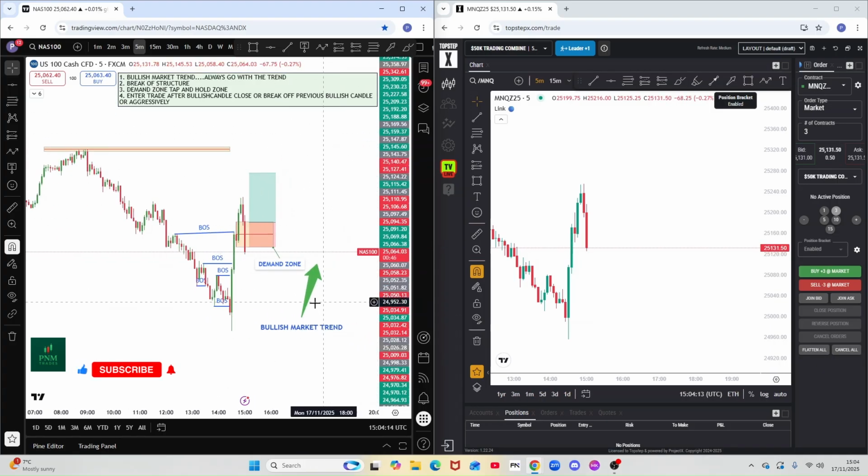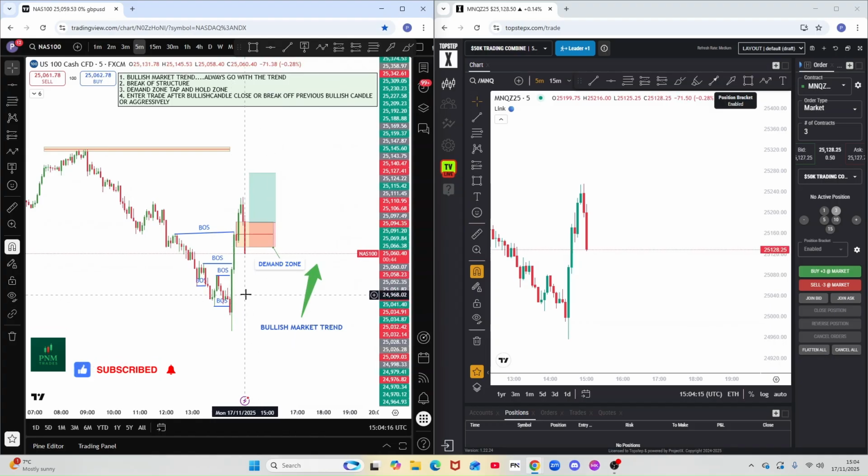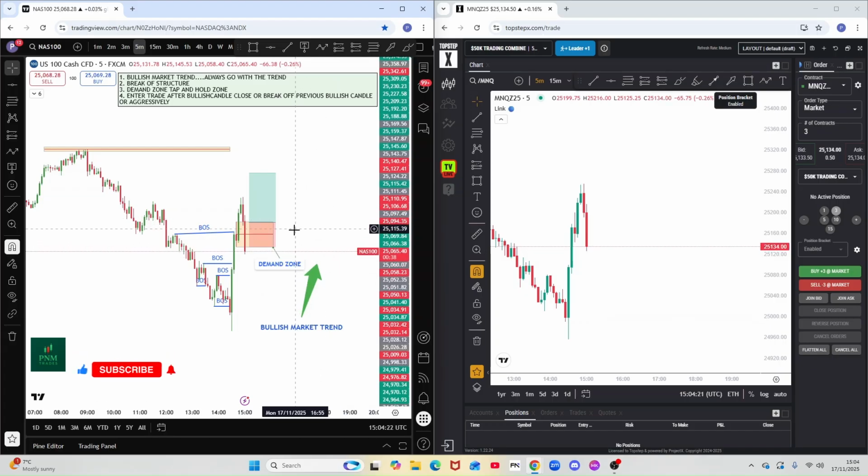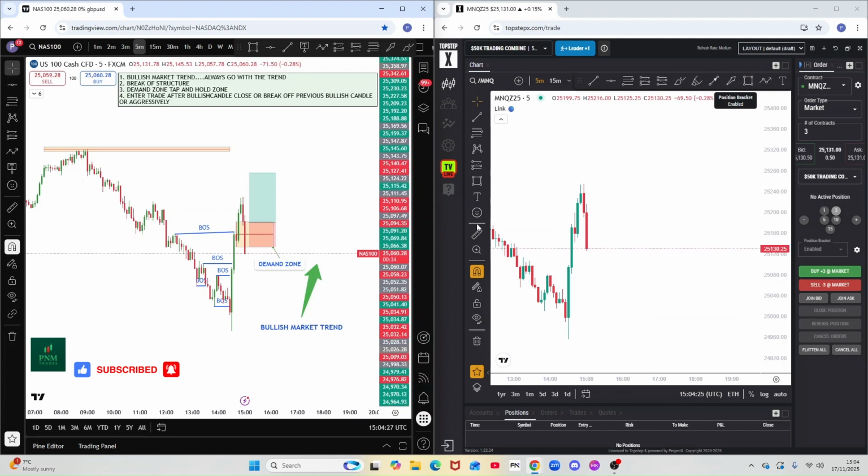Now we don't try again for this zone because once we do that, we're chasing the market. So now we don't do anything. I am not doing anything at this point. So follow your system, follow your process again. Try again tomorrow.